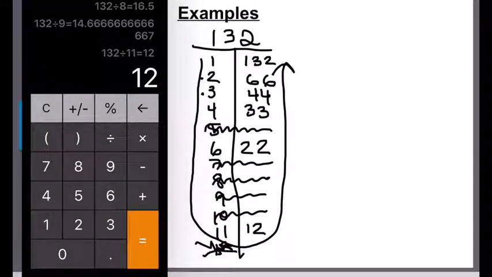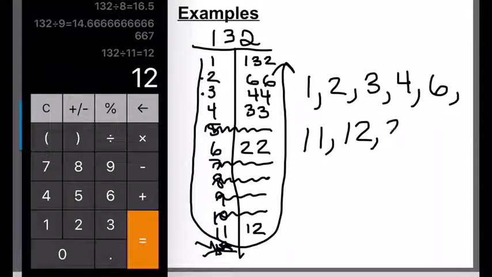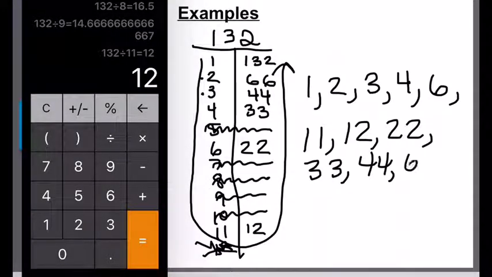The factors of 132 are 1, 2, 3, 4, 6, 11, 12, 22, 33, 44, 66, and 132. We are going to do one more example together.